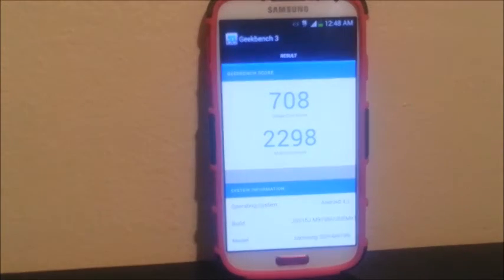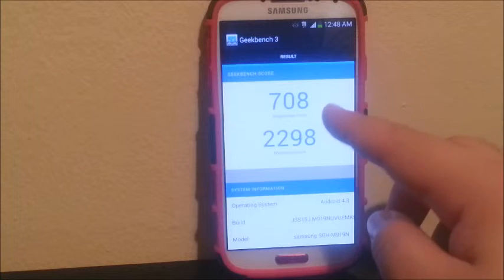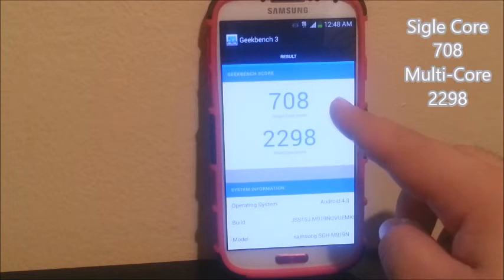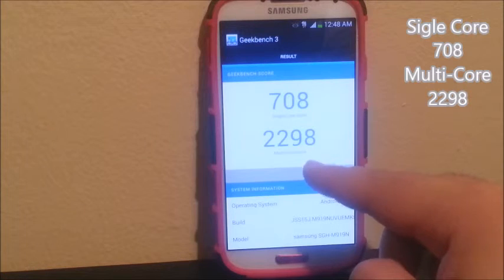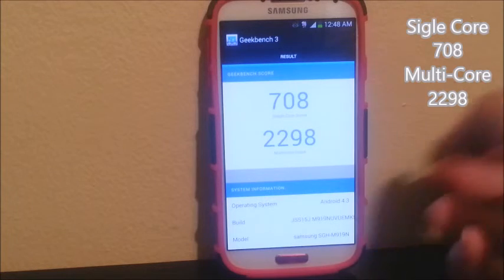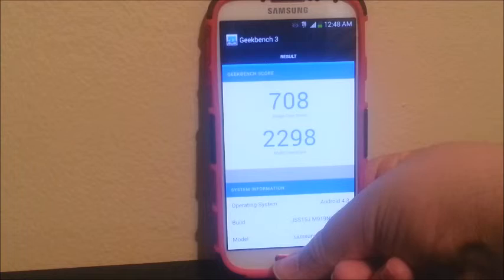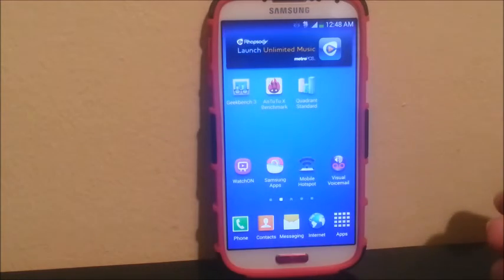Okay, it is done. For the single core, we got a score of 708, and for the multi-core, we have a 2,298. So these are the results of the first three benchmarks.